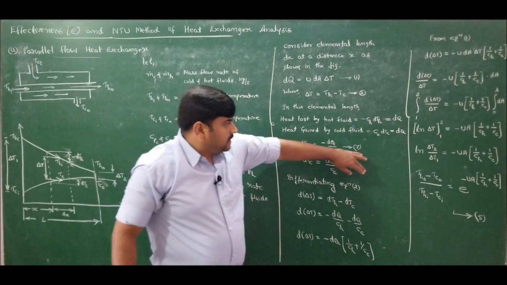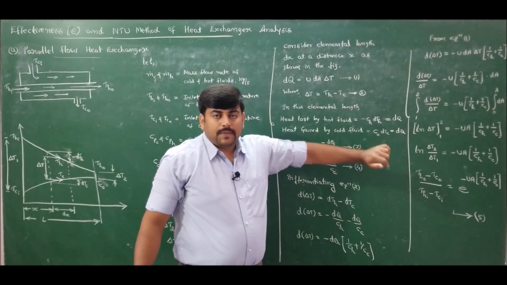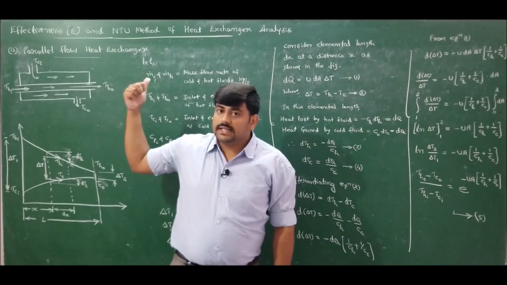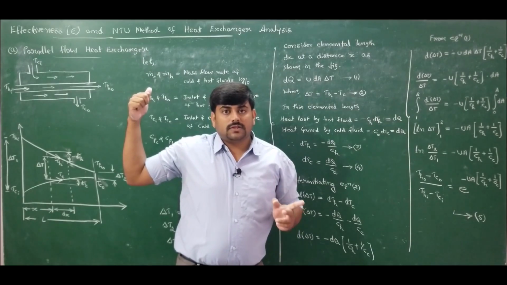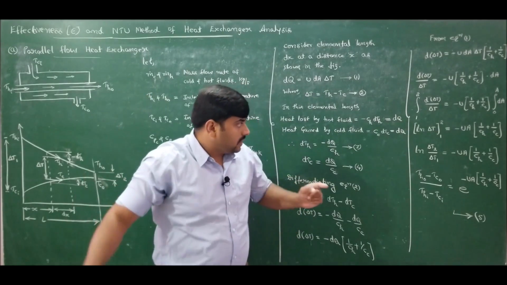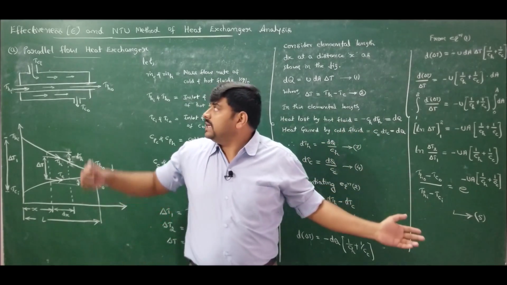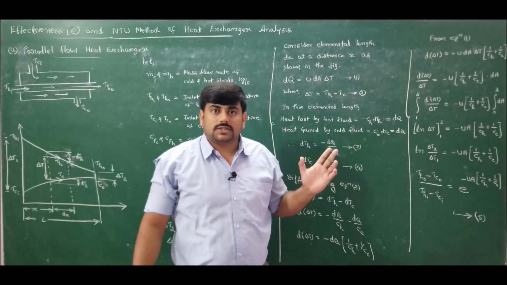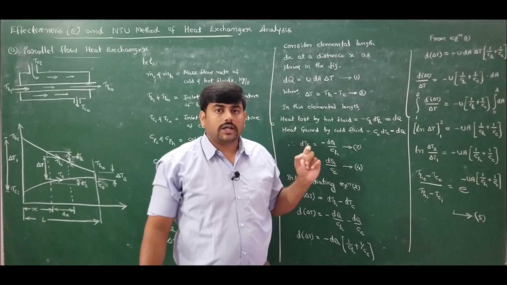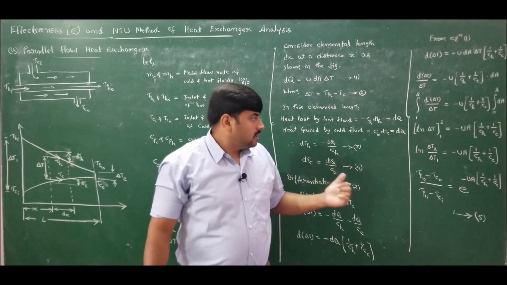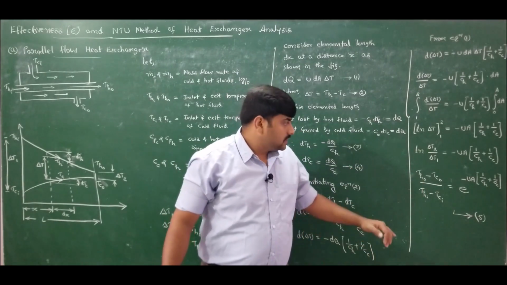Now if you carefully observe, we have hot fluid exit temperature and cold fluid exit temperature. Our aim of using the effectiveness and NTU method is for when we don't know the exit temperature of both the fluids, correct? So now we eliminate THO and TCO. How to eliminate THO and TCO? Bring in effectiveness. Just now we discussed the definition of effectiveness. Use the definition of effectiveness for hot and cold fluid, replacing THO and TCO. So let us do that.